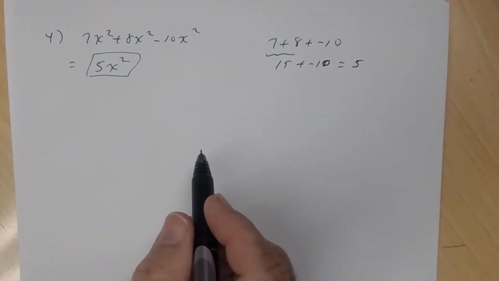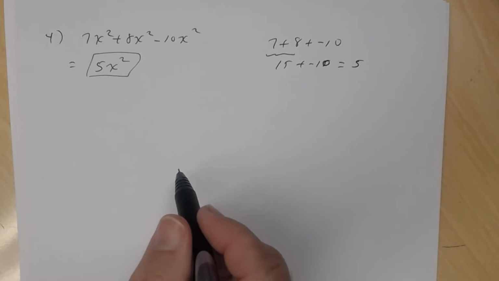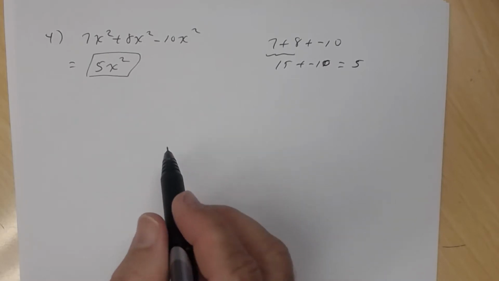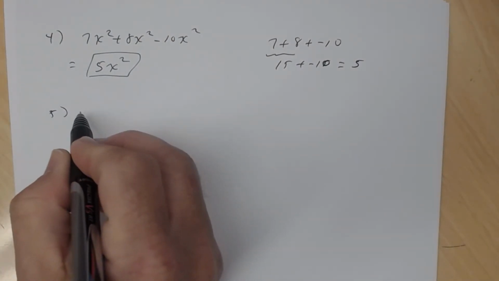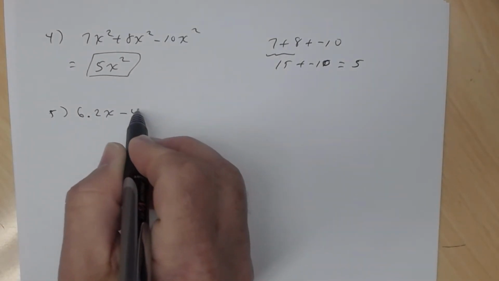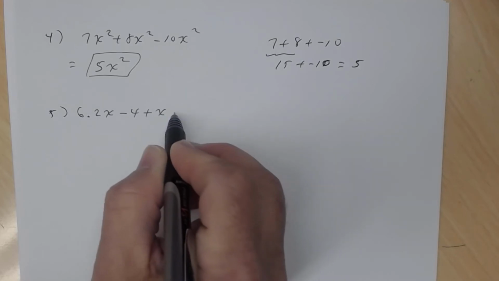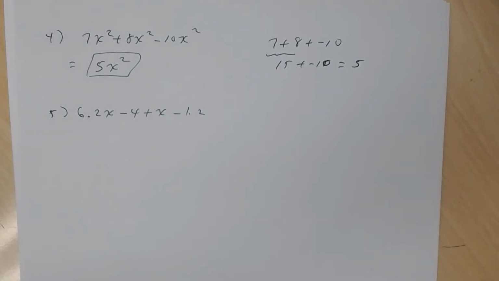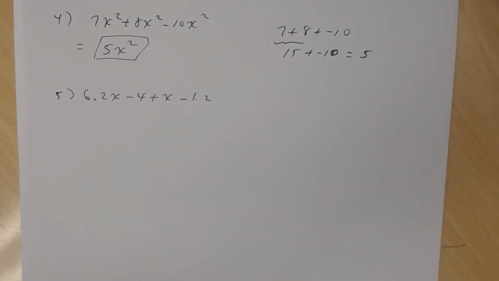All right, so now let's look at some with decimals in it. So let's look at this example. Suppose we had 6.2x minus 4 plus x minus 1.2. All right, now use your calculator for that.